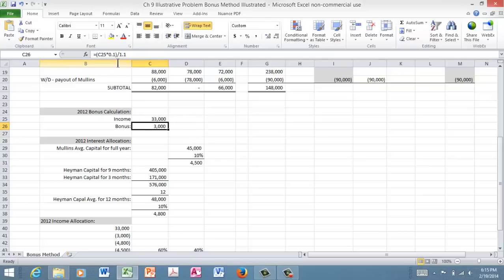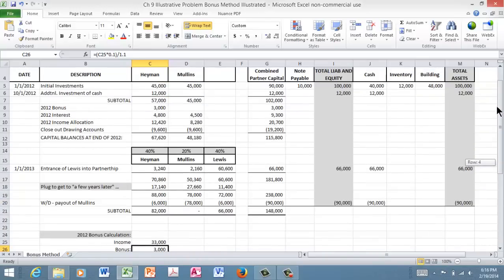But in this case, look at my formula here where I'm saying C25, which is the income. The income for the year of the partnership was given to you. So we're going to take the income times 10%, but this division by 1.1, I want you to see the algebraic steps that are done on page 444 of the book, about 2/3 of the way down the page. It's pretty simple high school algebra, so it shouldn't give you any difficulty. All I've done is committed that to an Excel formula right here. That gives you the bonus of $3,000 that you will then credit to Heyman.